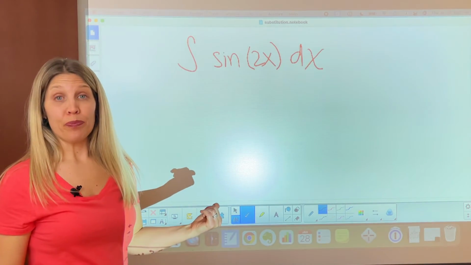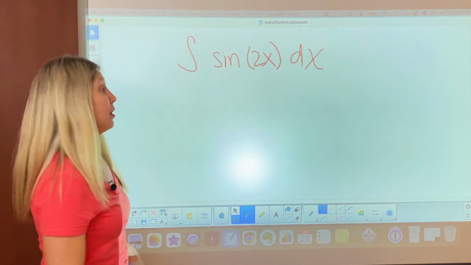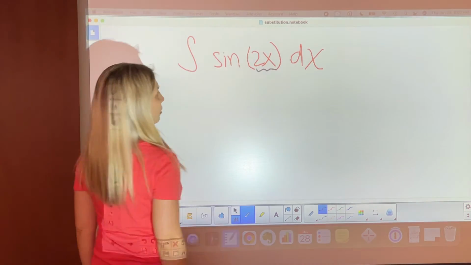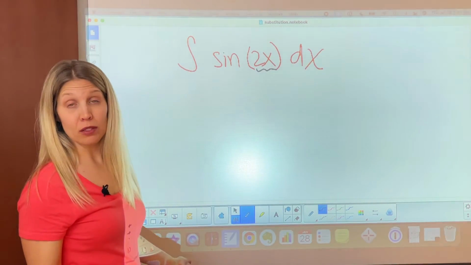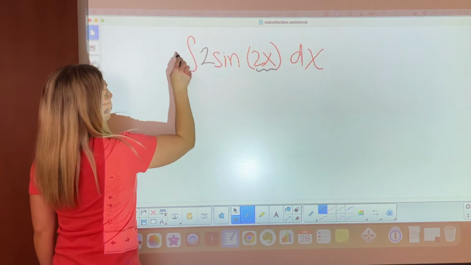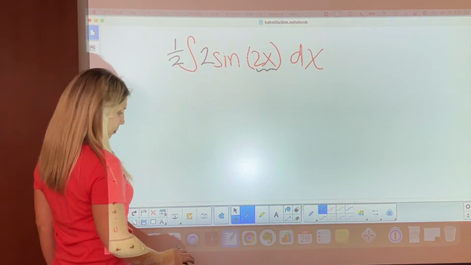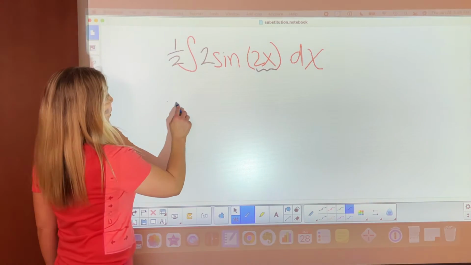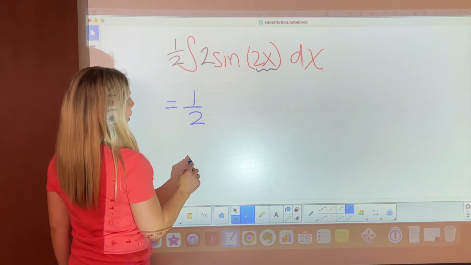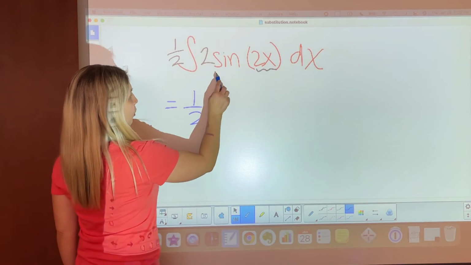Again, try this one. What's the inside piece? In this problem, the inside piece is 2x. The derivative of your inside piece is 2. He's got to show up, which means we need a 1/2 out front. Okay, so when we integrate this, the 1/2 is going to come down. You're going to integrate your outside piece.